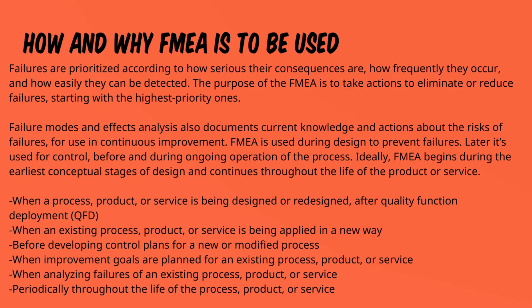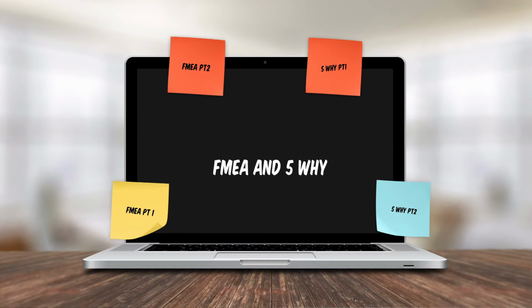So, here is when FMEA is used. When a process, product, or service is being designed or redesigned after quality function development. When an existing process, product, or service is being applied in a new way. Before developing control plans for a new or modified process. When improvement goals are planned for an existing process, product, or service. When analyzing failures of an existing process, product, or service, and periodically throughout the life of the process, product, or service. So FMEA is just one arm of the quality systems that we use every day in manufacturing.